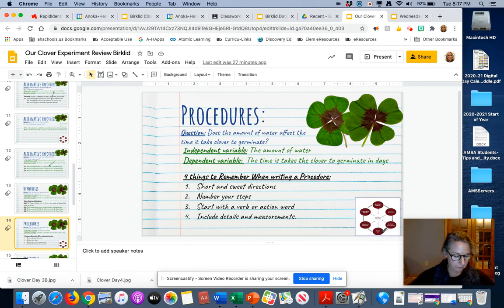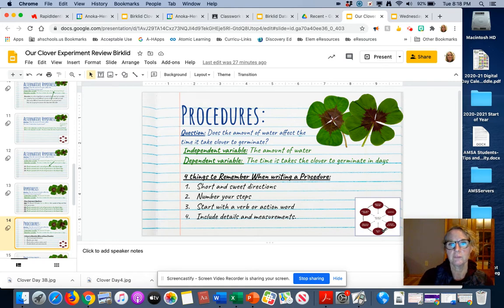And when we write our procedures, now that we have identified our variables and we've written our hypotheses, we need to write our procedures. And if you remember, the 4 things we talked about are that they need to be short and sweet directions: detailed, very short, very easy to read, nice and simple. Second, you need to number your steps. So you need a 1, a 2, a 3, a 4, however many you need. You want to start with an action verb, or an action word, and then you want to make sure that you include details and measurements.